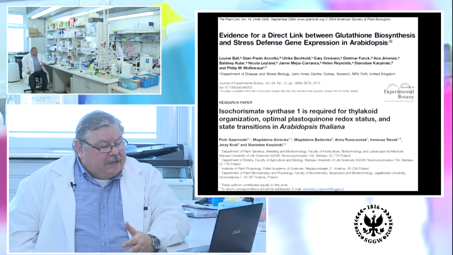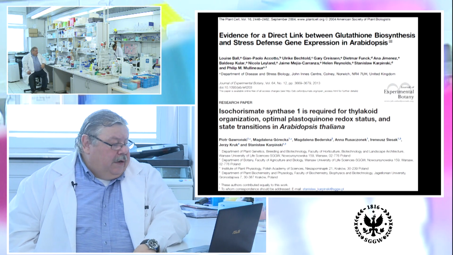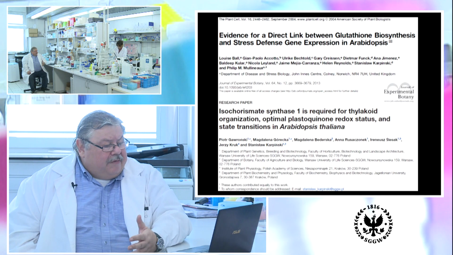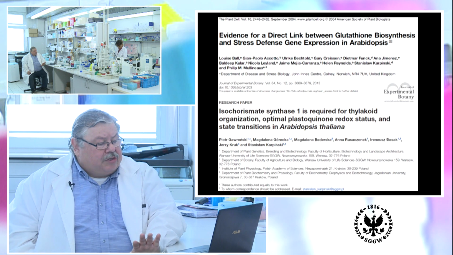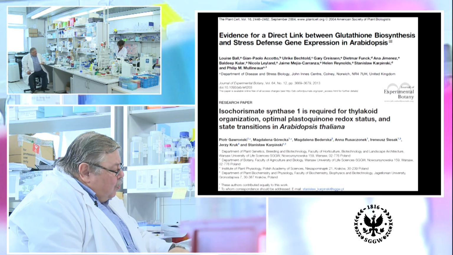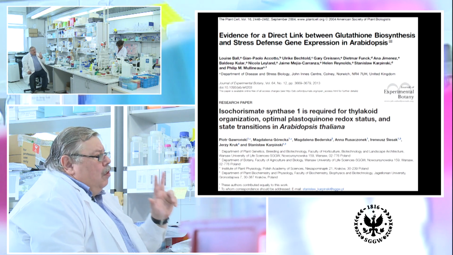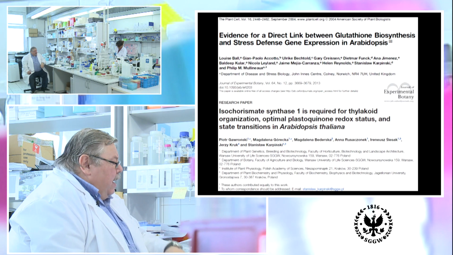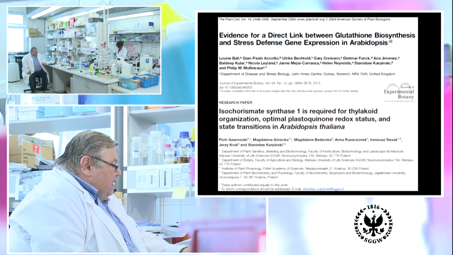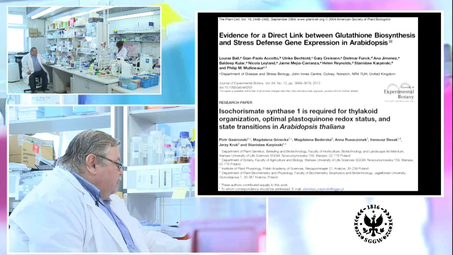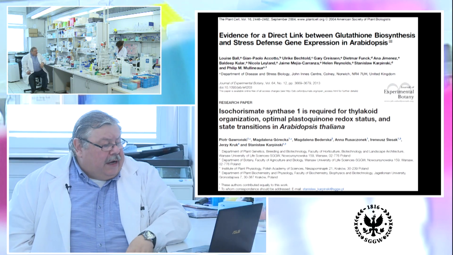So during that time, in the first decade of the 2000s, we published several papers, like "Evidence for direct link between the glutathione biosynthesis and stress defense gene expression in Arabidopsis." This work was pretty important because we screened over 100,000 mutants and found only 2 mutants related to glutathione synthesis. Then, "Chorismate synthase 1 is required for thylakoid organization, optimum plastoquinone redox status, state transition in Arabidopsis thaliana."